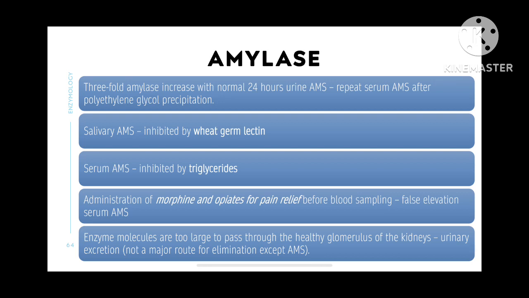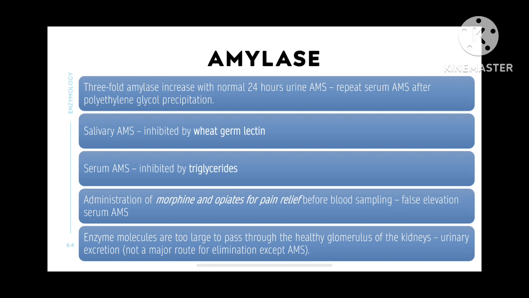Because salivary amylase is preferentially inhibited by wheat germ lectin, salivary and pancreatic amylase can be estimated by measuring total amylase in the presence and absence of lectin. Specific immunoassays are also available for measuring isoenzymes of amylase.